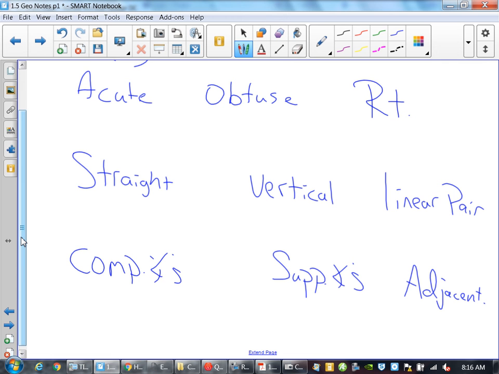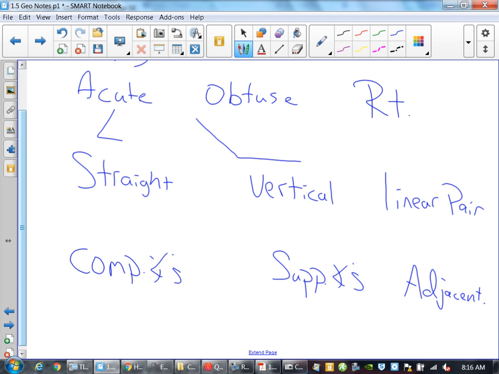Acute is less than 90. Acute angles, remember, are less than 90 degrees. Give me a number that's less than 90. 47, there you go, 89.0. There you go, there's an acute angle. That's less than 90. Okay. Obtuse angles, larger than 90. That's a straight angle. There you go.